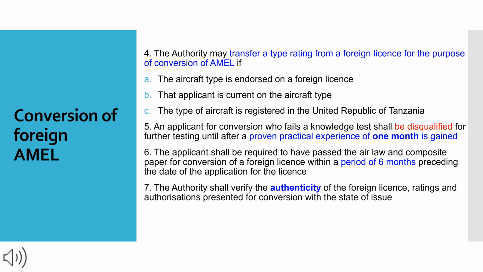The applicant shall be required to have passed the air law and a composite paper for conversion of foreign license within a period of 6 months preceding the date of the application for the license. And the authority shall verify the authenticity of the foreign license, ratings, and authorizations presented for conversion with the state of issue.